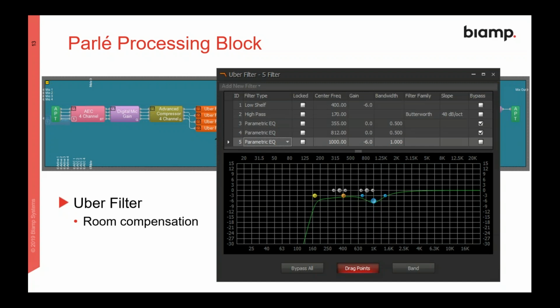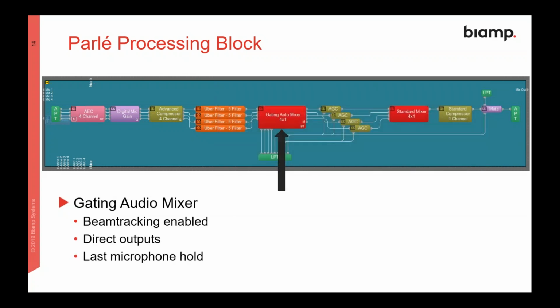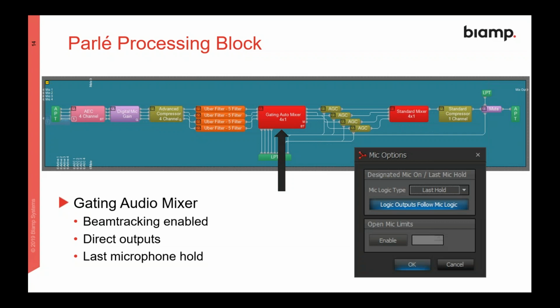But as we get noisier and noisier rooms and we have more and more problematic noise sources in the room, we filter out more low end to get that out of the range so it's not masking our speech intelligibility. So that's what we have with the EQ curves here. And then we go into a gating auto mixer, and the gating auto mixer is pre-configured for beam tracking microphones. So that feature is enabled. We're using the direct outputs, and it's also set up for last mic hold.